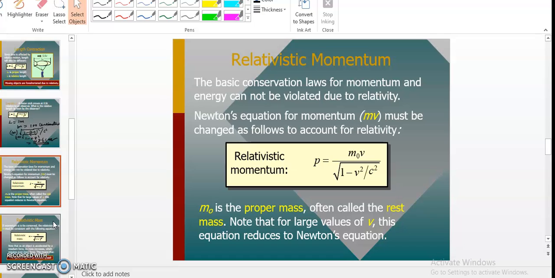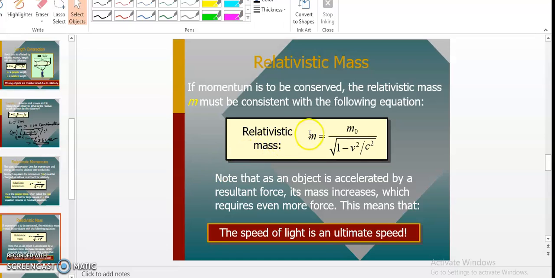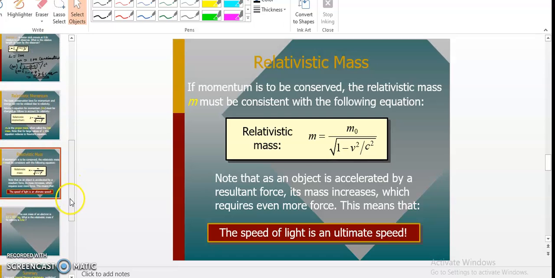P represents the momentum, so it is given by m naught v over the square root of 1 minus v squared over c squared. M naught is the proper mass, often called the rest mass. Note that this equation can be reduced, and the relativistic mass m will be m naught divided by the square root of 1 minus v squared over c squared, where v is the relative velocity. So let's use this formula in a calculation and see how that can help us.